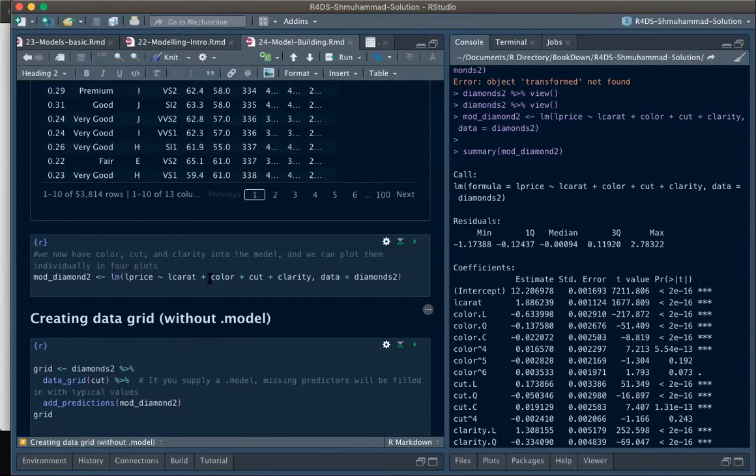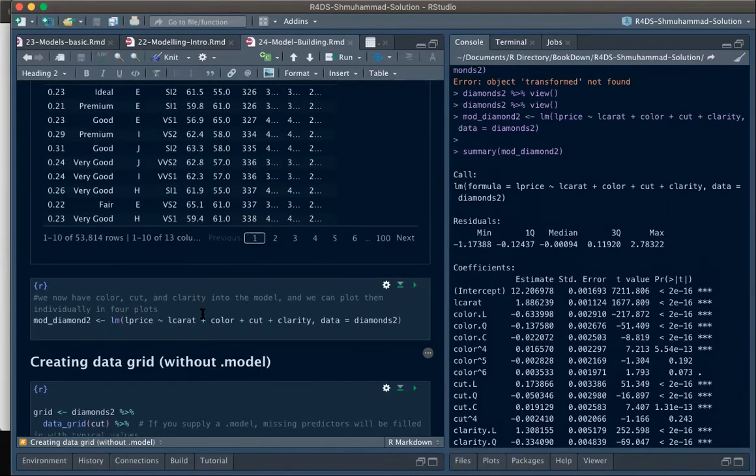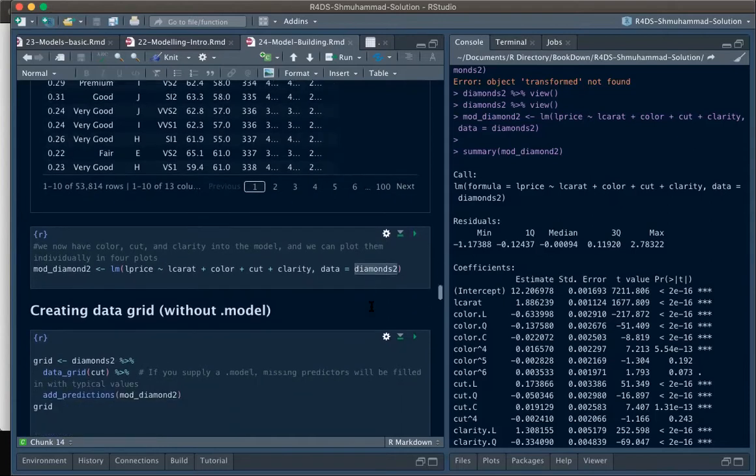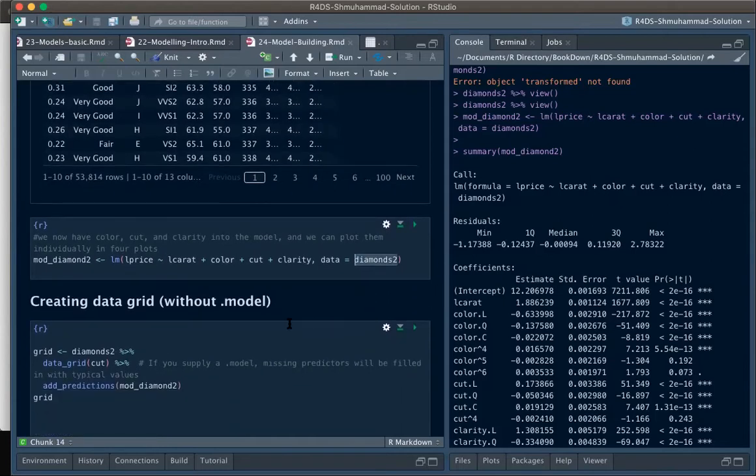The first thing for modeling, as I said, is to fit the model. So now we fit the model with 4 predictors, and this is the data set we have been using, which is Diamond 2, not the original data. Then creating the grid: as usual, this is the data grid, and we put here the predictor variable that we want to work on, and we do add prediction with the model.